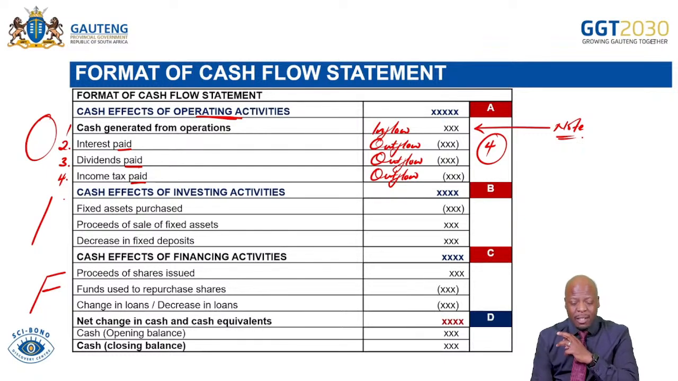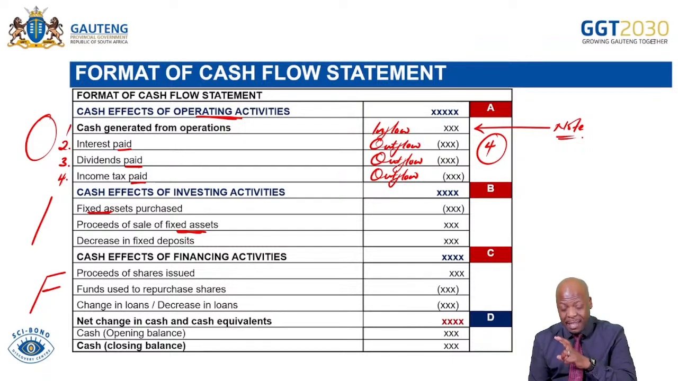Now, the next part is what we call cash effects of investing activities. You will see that the first one is talking to fixed assets, and the second one is also talking to fixed assets, so fixed assets appear twice in this case. The first one is your fixed assets purchased. When we purchase fixed assets, that is a cash outflow. But we also get to dispose of our fixed assets. We can sell them, and once we sell them, we get what we call proceeds on sale of fixed assets. That one becomes your cash inflow, hence no bracket over here.